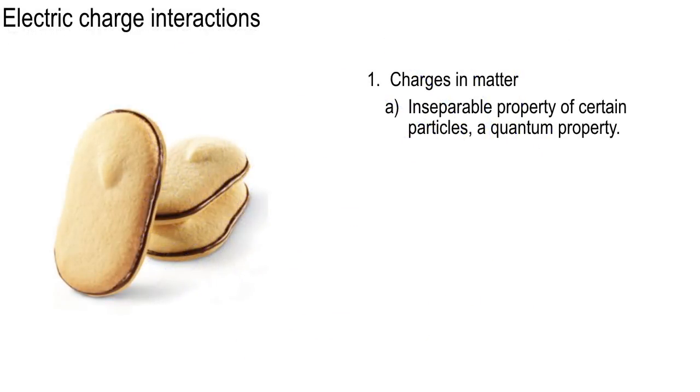Now, let's get down to electric charge interactions. And just to review, charge in matter is an inseparable property. The electron will always be negative. The proton will always be positive; it's considered a property of a proton. In other words, a proton can have different velocities, but it can only have one electric charge, plus 1 e. An electron can go at the speed of light or 2 miles an hour.